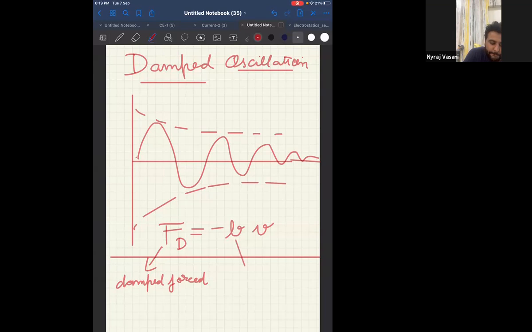Minus B, or what is B? B is the damping constant. And what is V? V stands for velocity. That was a very good thing. Why is BV negative? Because BV is always negative.